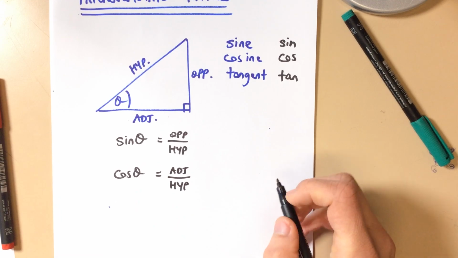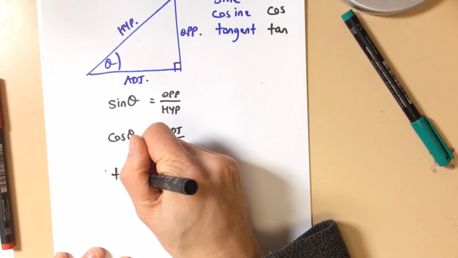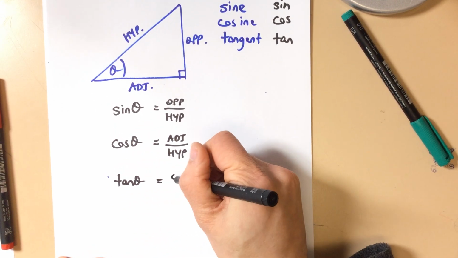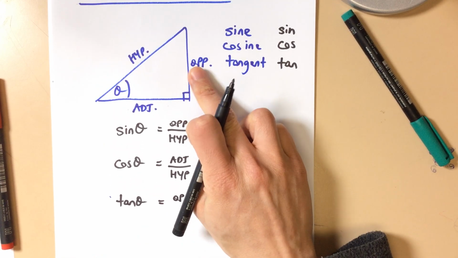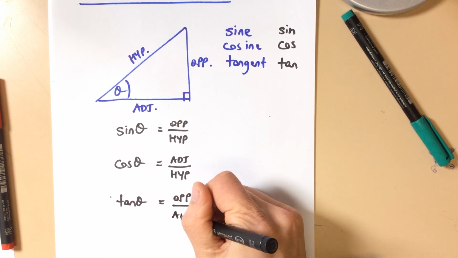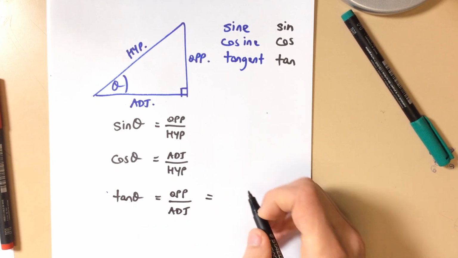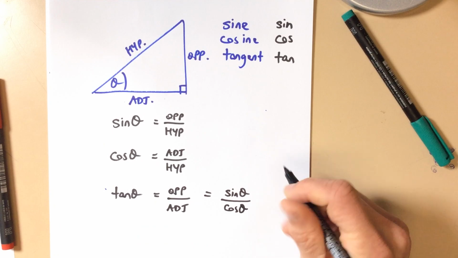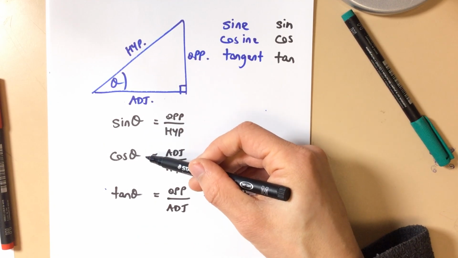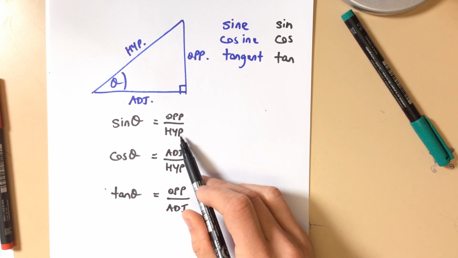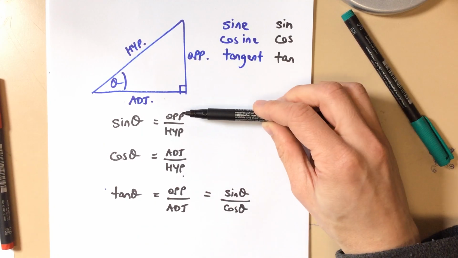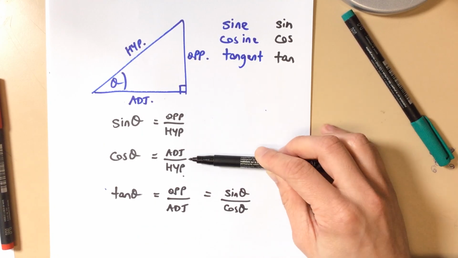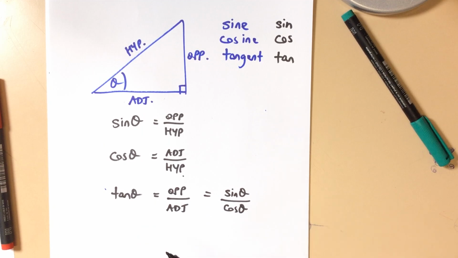And the last one is tan, which is the opposite side, this one, on the adjacent side. That's the two shorter sides. Okay, and you might notice as well, that's actually also equal to sine theta on cos theta, because if I did this divided by this, the hypotenuse, these denominators would cancel. You'd just be left with these numerators, opposite on adjacent, okay, which gives you the same ratio.